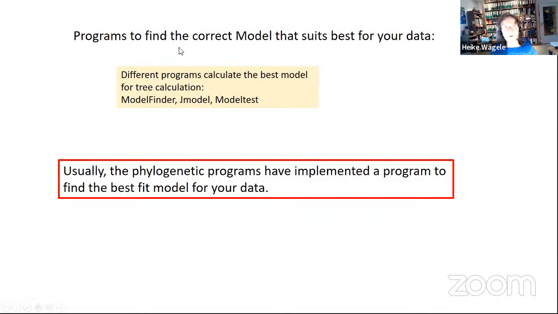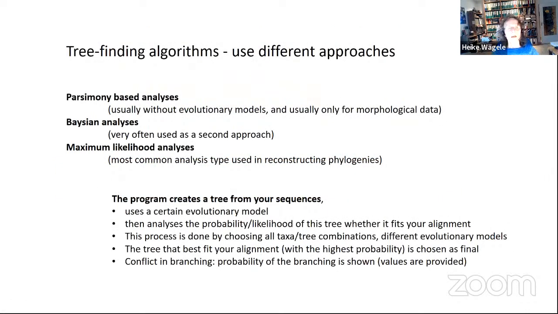So as I said, there are programs to find the correct model that suits best for your data. And they are using different algorithms, different calculations. But what is good for us is that very often the phylogenetic programs have these model finding algorithms already implemented. So you don't have to do this separately. In former times, we had to do this separately, but now they are implemented in the programs, and they are doing this for you. Okay, so this was about finding the correct model.